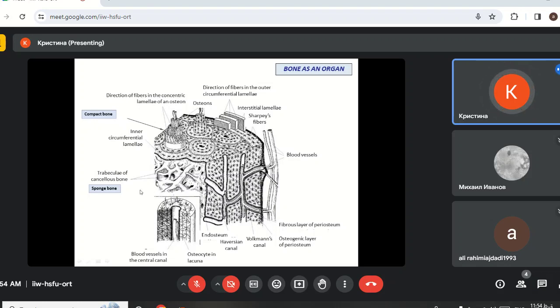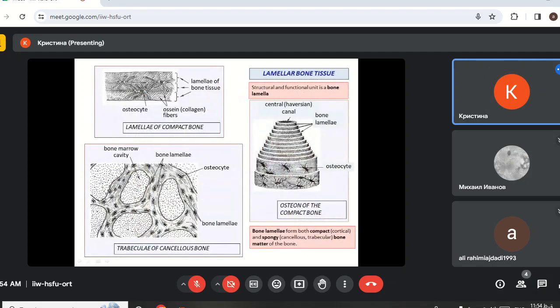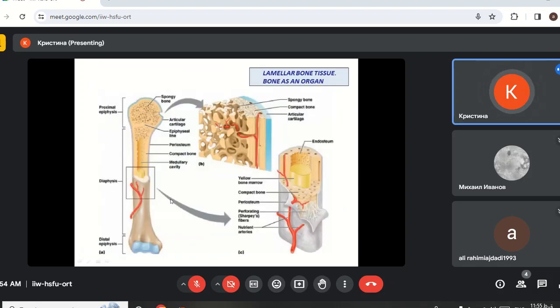And here, closer to the inner space, we have the spongy bone matter, which consists of the trabeculae of the cancellous bone. These trabeculae are those shown in this picture. They also consist of bone lamellae with osteocytes between them, and between the trabeculae we have the cavities filled with bone marrow. It is located here. Small amount of the spongy bone and the large central cavity filled with the yellow bone marrow in adults.